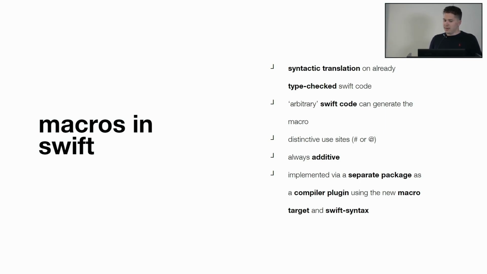Macros are always additive, like Chubby said, in case of Kotlin. So here we also have this limitation. Macros cannot remove existing code. They can only add and extend declarations. And in Swift, we can implement macros in a separate package as a compiler plugin. And we need to use a new kind of target definition, the macro target, and the library called Swift Syntax, which I will elaborate on later.